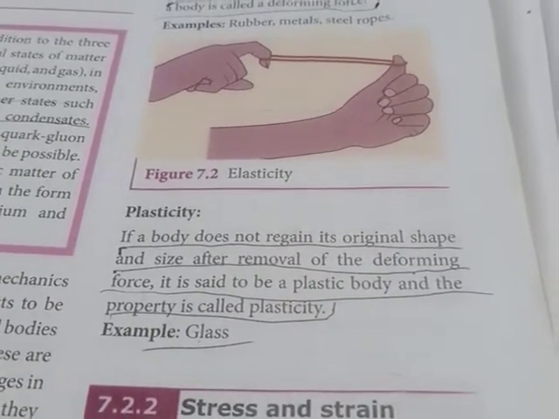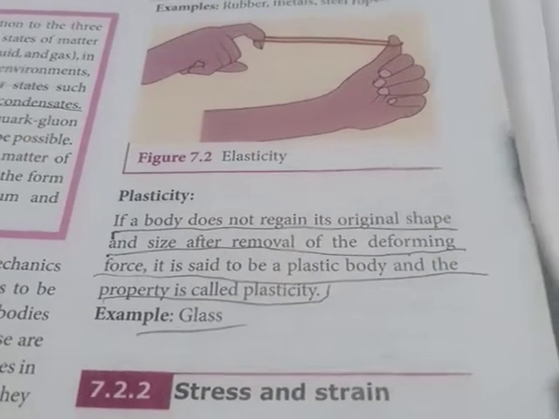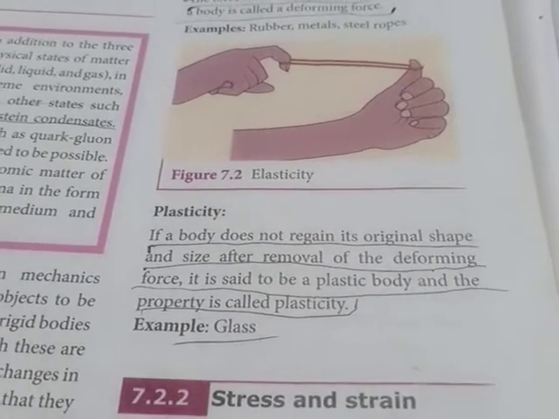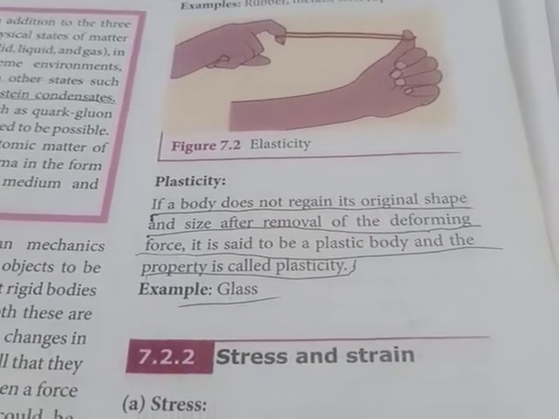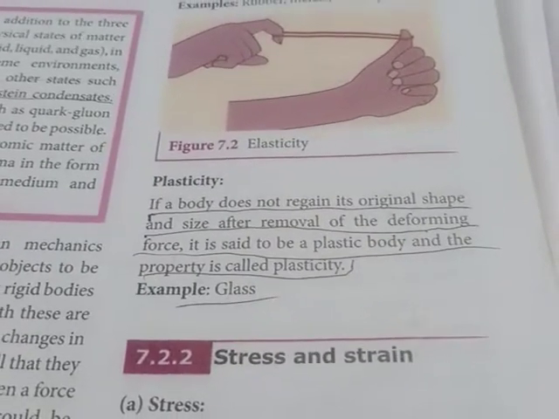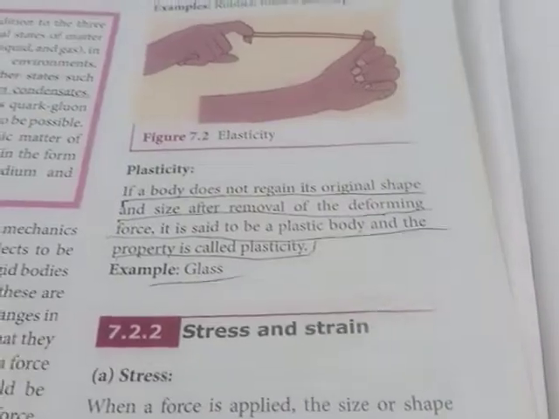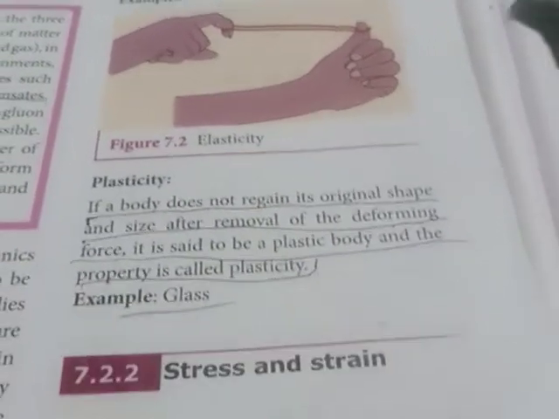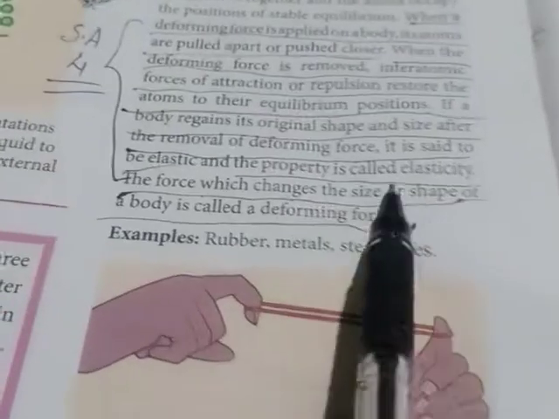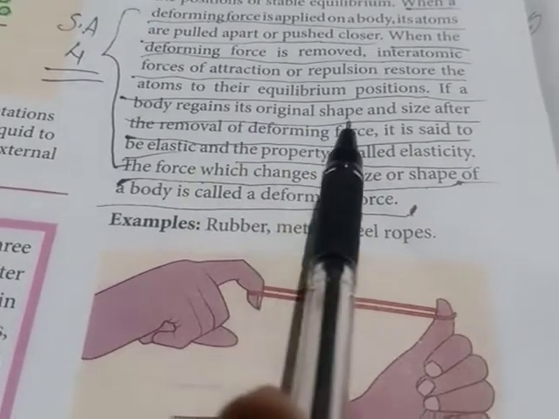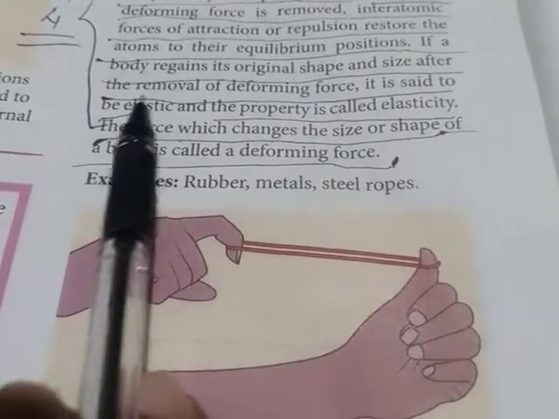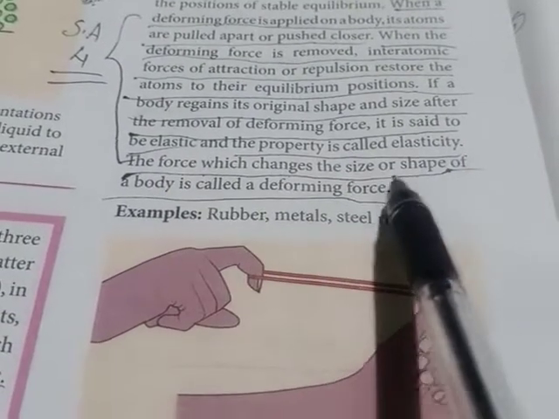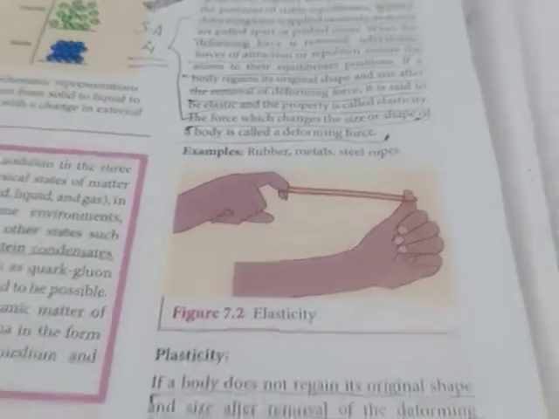So when we remove the deforming force, if the object regains its original size and shape, you can say that it is elastic, and that property we call elasticity. And the force we apply to change the size or shape of a body, we call the deforming force. So all understand what is elastic, what is elasticity and what is deforming force. Again, elastic means: if a body regains its original shape and size after the removal of the deforming force, it is said to be elastic, and the property is called elasticity. And the force we apply to change the size and shape of the body, we call the deforming force.